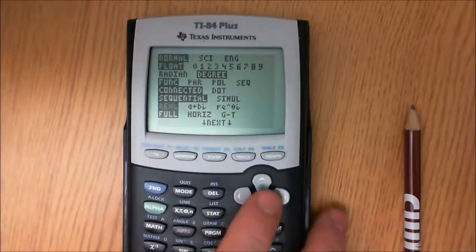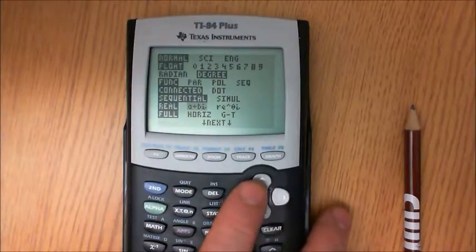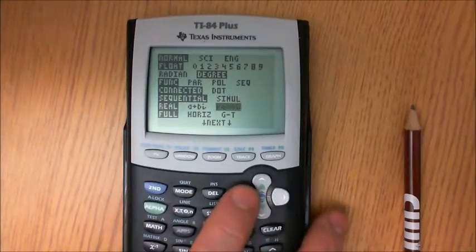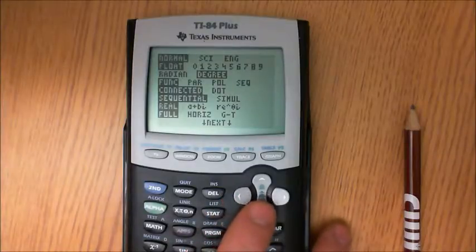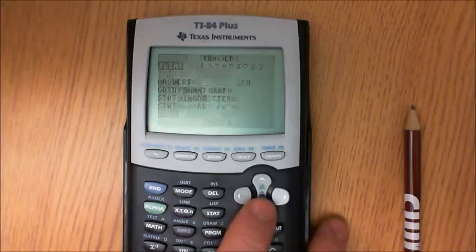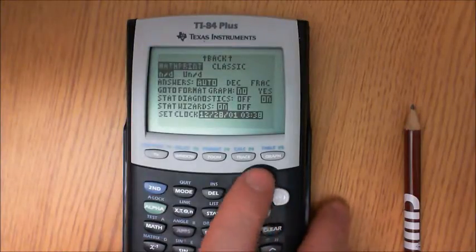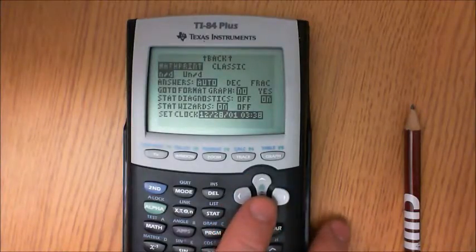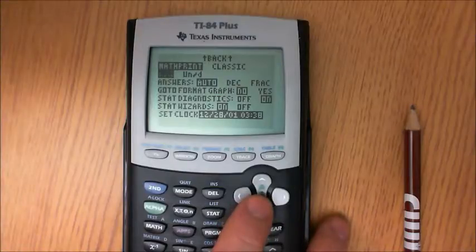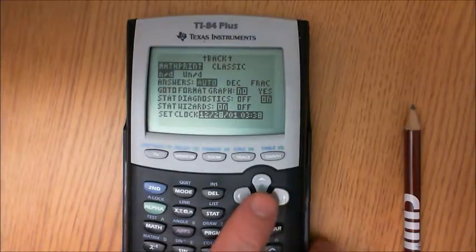The next one deals with how you want your numbers to look, either in real mode or the a plus bi for imaginary or another form of imaginary. Once again, leave it on real unless your class requires you to do otherwise. We won't mess with that. I recommend leaving this on math print and on the first here, n divided by d. In your answers, you want to leave this on auto.